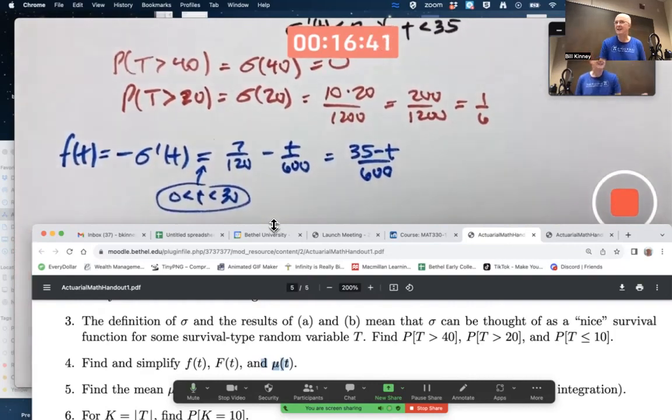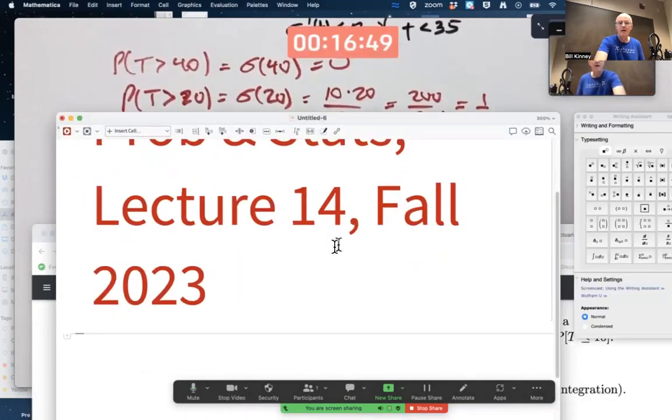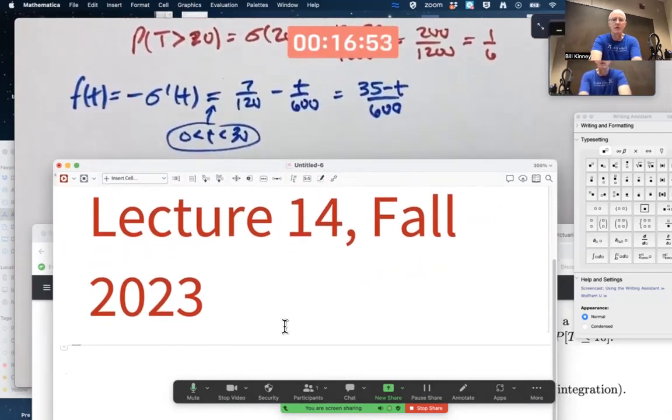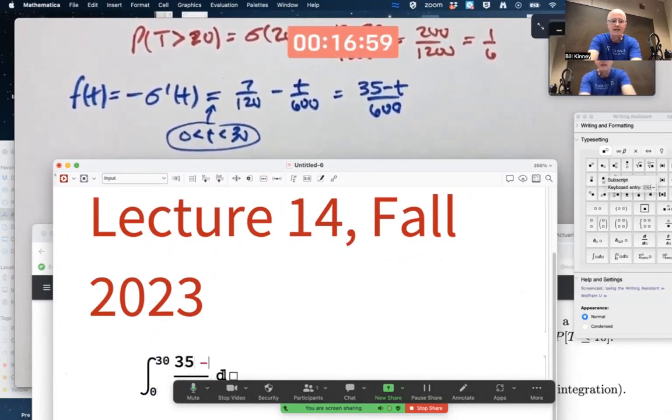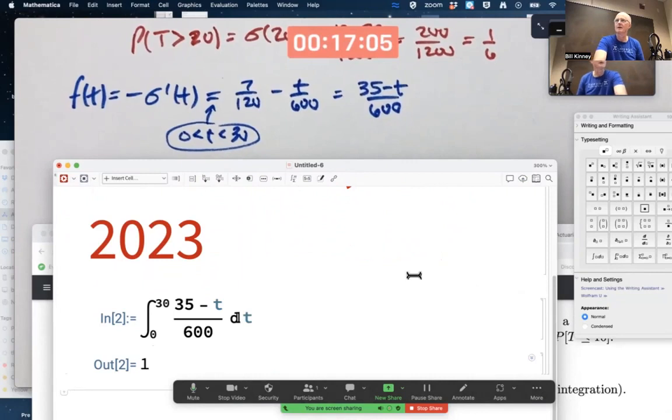You're not asked to confirm that the integral of this from 0 to 30 is 1, but you could. Maybe you want to do that quickly on Mathematica. Let's just confirm that the integral of this function from 0 to 30 is 1. So it is a valid PDF. There we go.